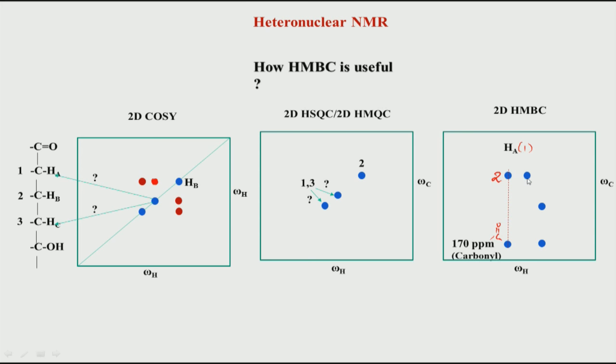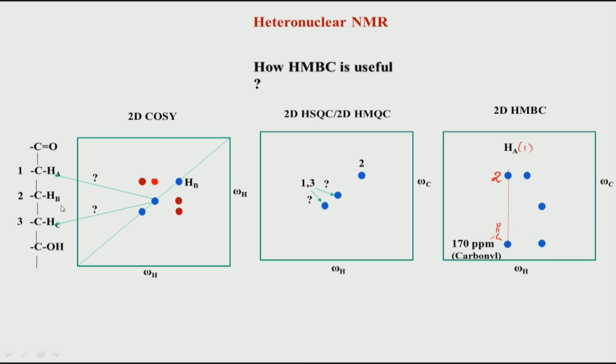The second one here does not give me any correlation to the carbonyl, but it gives me a correlation to 2, which is expected for C. If you look at C, C is expected to give a correlation to B, that is to this second carbon, but it is not expected to give a correlation to the carbonyl, which is very far away, 4 bonds away. So, this kind of a spectrum.